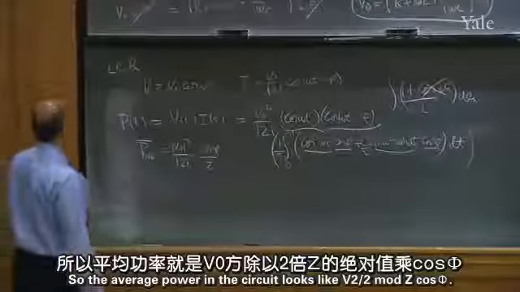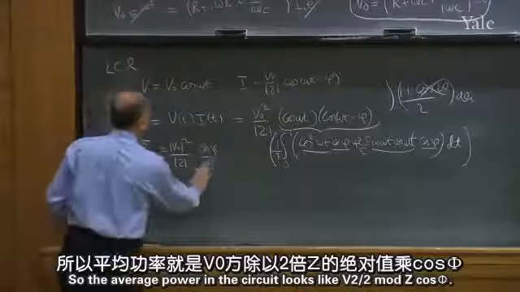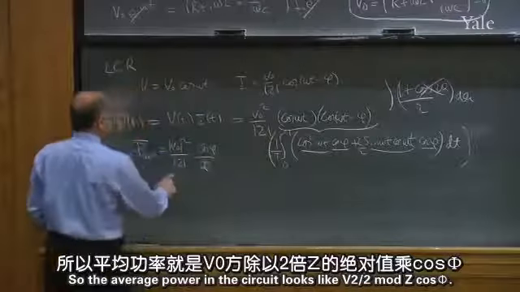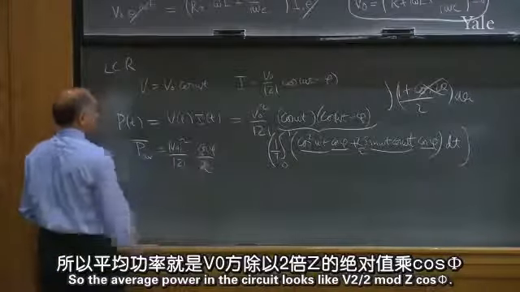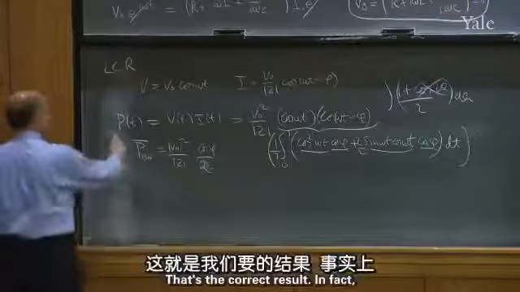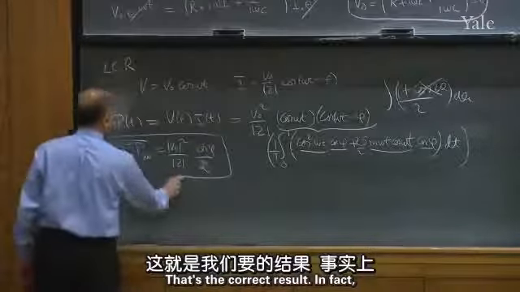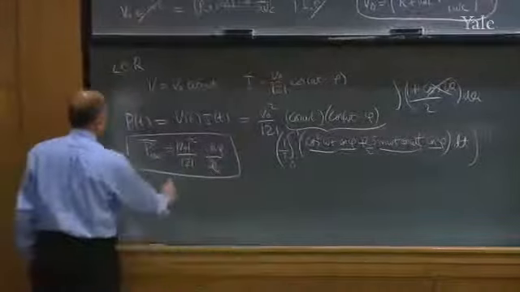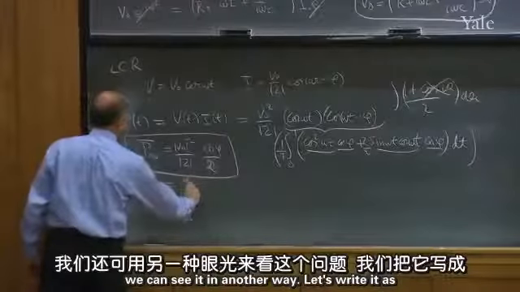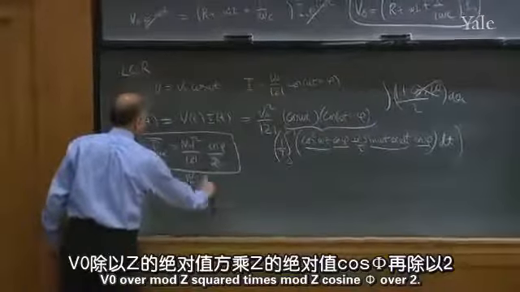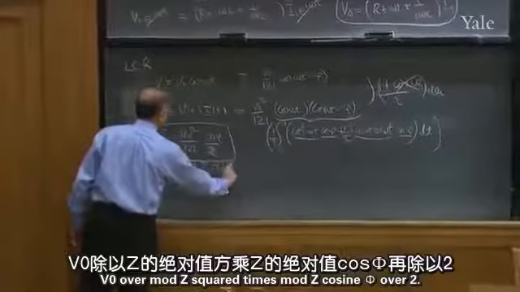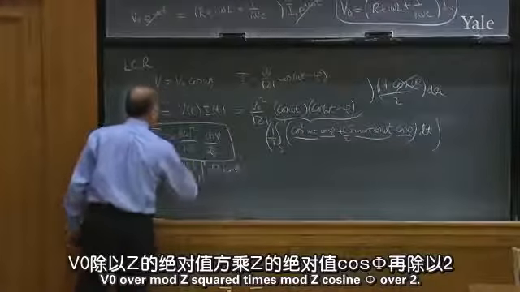So the average power in the circuit looks like 1 over 2, V naught squared over mod z, cosine phi. That's the correct result. In fact, we can see it in another way. Let's write it as V naught over mod z squared, times mod z cosine phi over 2.